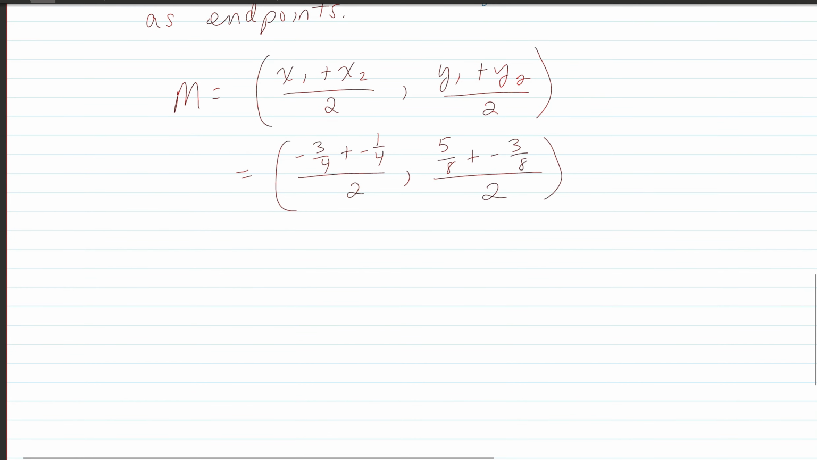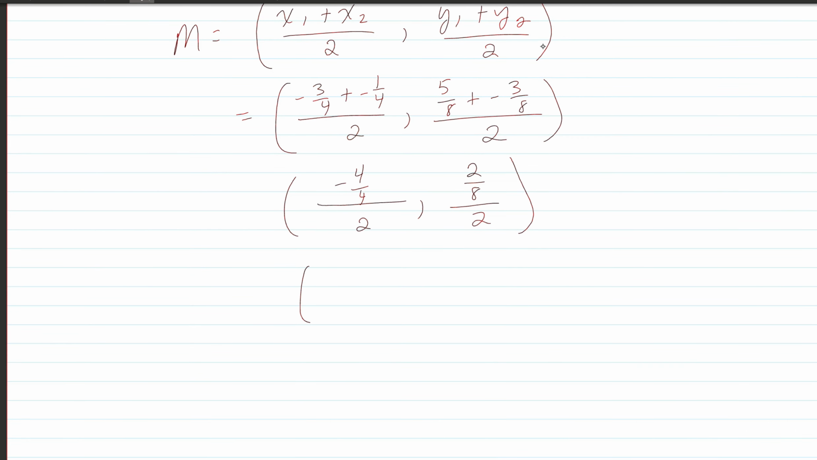What I need to do here is first add the fractions in the numerator. So -3/4 and -1/4 makes -4/4, that's still over 2. 5/8 minus 3/8 makes 2/8, and that's over 2. Now we look at it a little further. -4/4 is -1 over 2. And then we have 2/8 over 2. Well, 2 over 8 is like saying 1 over 4, and that's over 2.